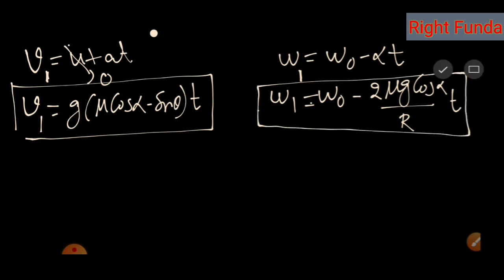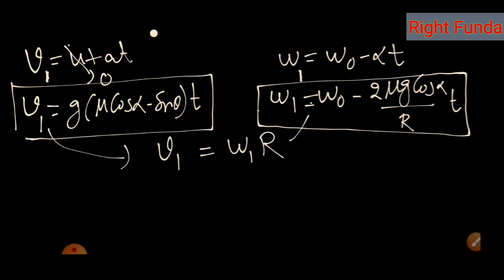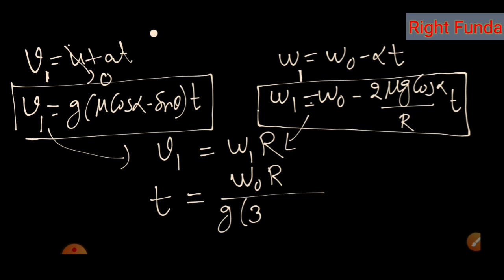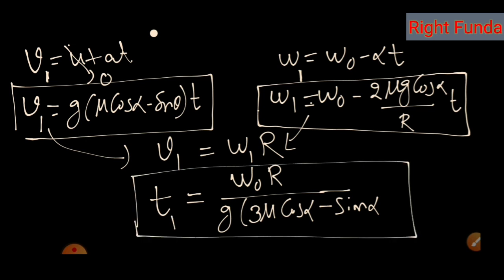If after time t pure rolling takes place, then at that time v1 and ω1 must satisfy this relation, and only then will pure rolling take place. So if we put this value of v1 and ω1 and substitute, we get the time after which pure rolling will take place as ω₀R divided by g(3μ cos α − sin α). Suppose I name this t1. After a time t1, the body will transition from sliding motion to pure rolling motion.